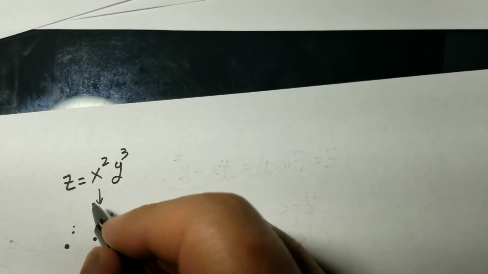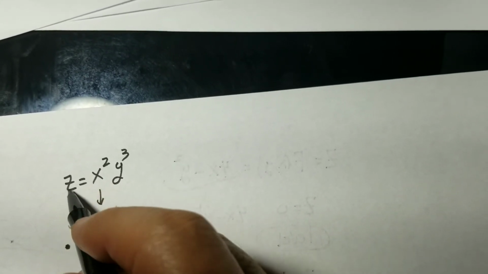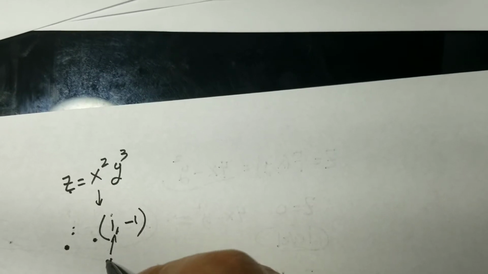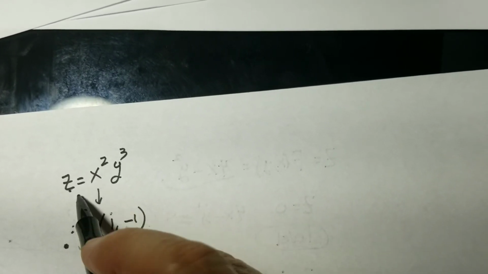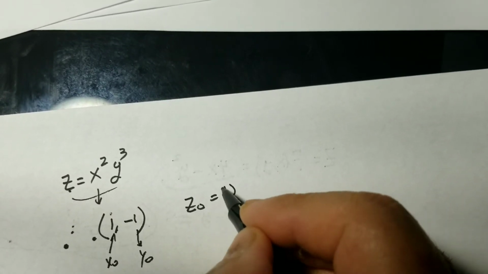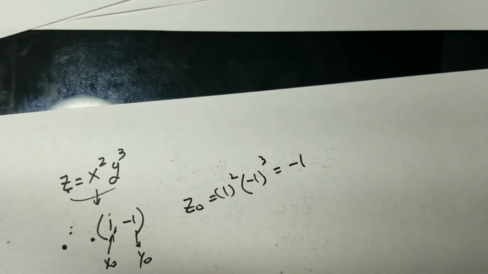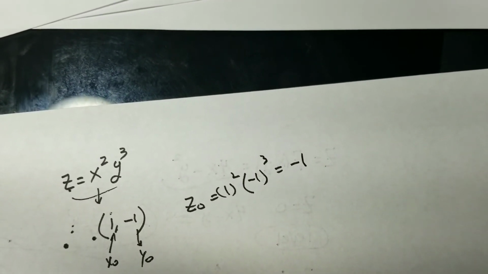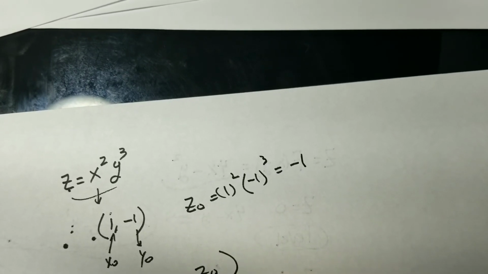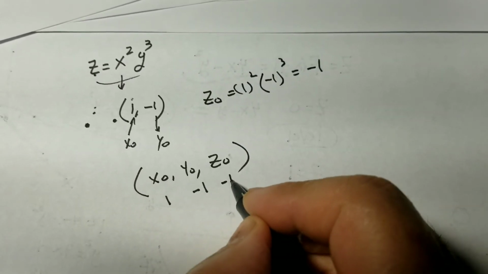Here, as an instructor, they said find it at the point of 1 and negative 1. Well, that's not hard to find the z, because this is your x naught and this is your y naught. That relationship will give you the z naught, and your z naught is equal to 1 squared times negative 1 cubed, and that's negative 1. Therefore, your x naught, y naught, and z naught is 1, negative 1, and negative 1.